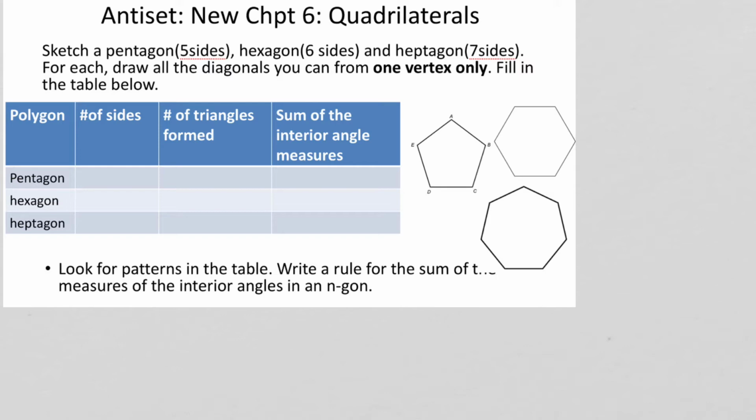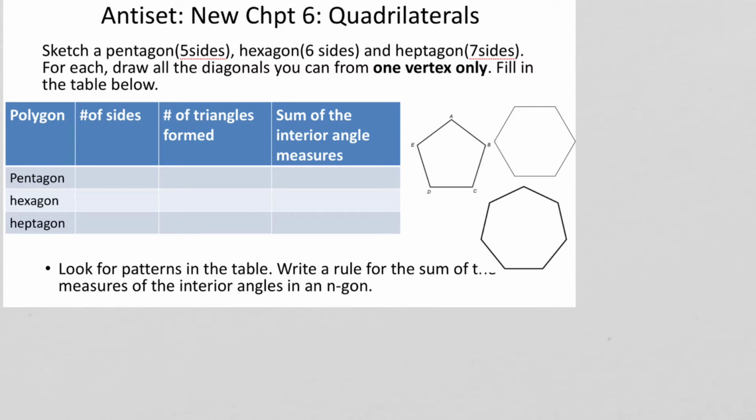Please sketch this box here with these headings. If you are able to sketch a pentagon, hexagon, and heptagon like I did, that I copy and pasted from the computer, please do so. So we're taking a look at each of these 3 polygons, and we're drawing diagonals from one vertex only, and then filling in the table below.